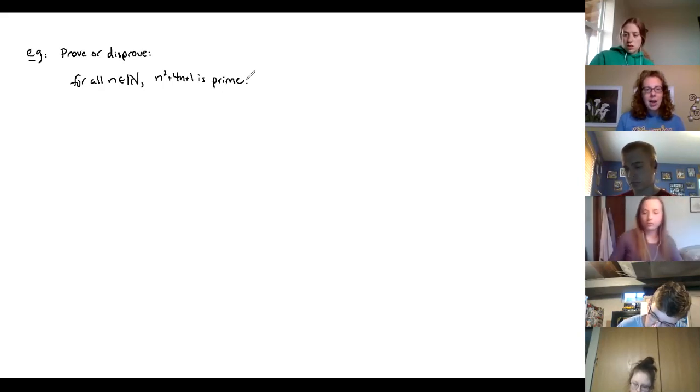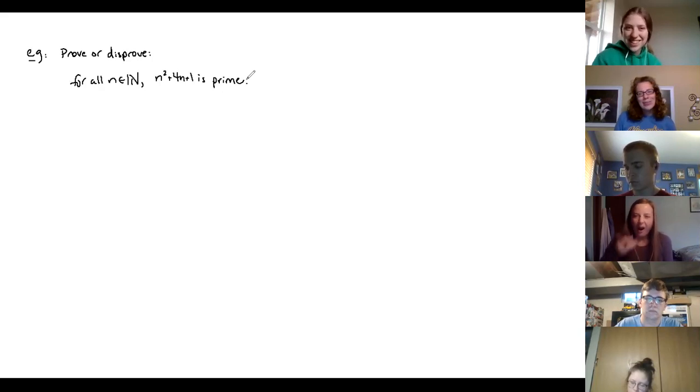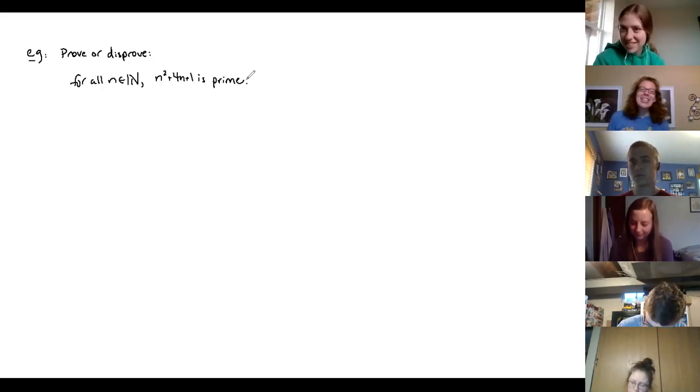For all n living in the natural numbers, n squared plus 4n plus 1 is prime. And remember, natural numbers are the positive integers, so they start with 1. Decide if you want to prove or disprove this. It's in section 9.1, so it's probably a disprove, but you know, it could be proof. It's possible. And then see if you can come up with a counterexample.